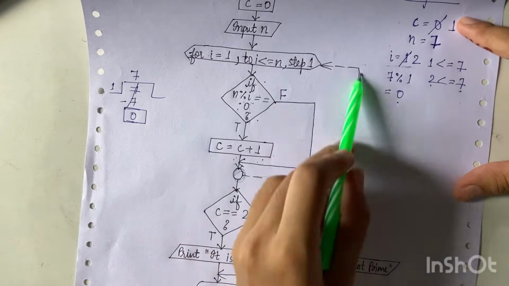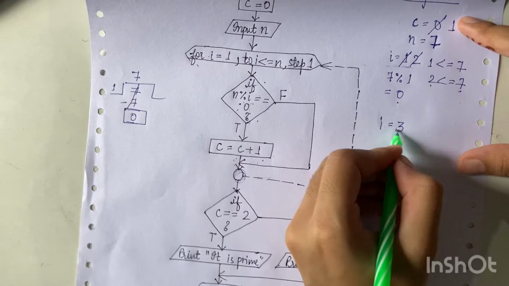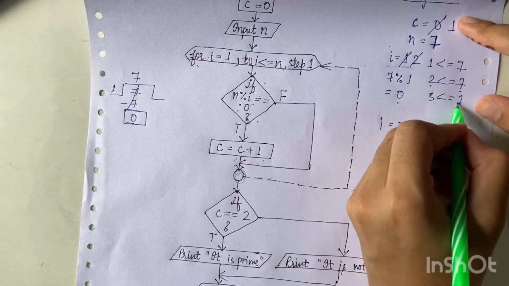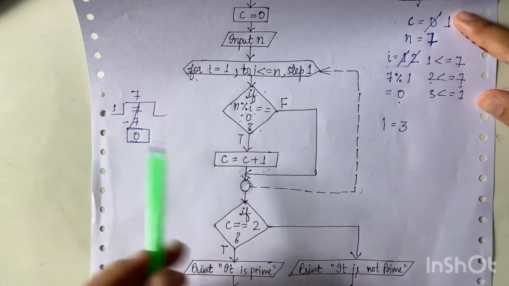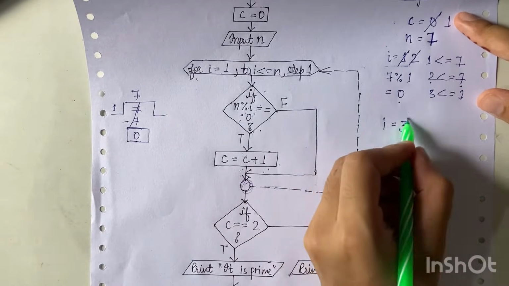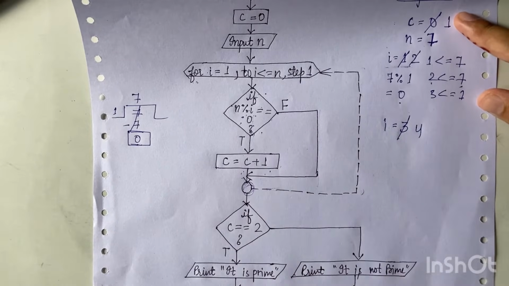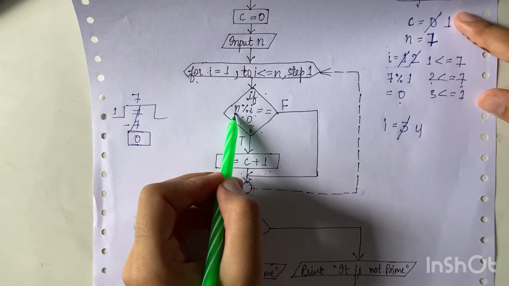So it will go back again, the value will increment again, that is i is not 2 anymore, it is 3. So 3 is less than or equal to 7. This condition is again true, but 7 modulus 3 is not equal to 0. That means the condition is false. It will go back again. So again it is 4 now, i incremented by 1.